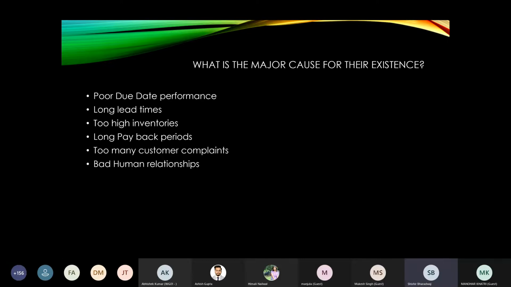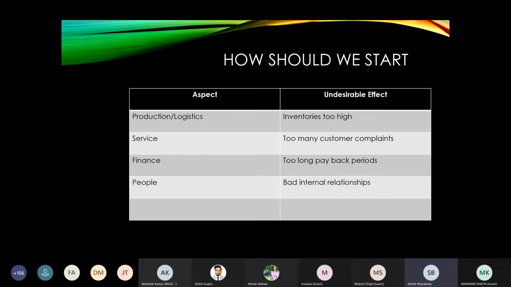So what happens is we have these problems, and the management approach is: let's take the aspect on the left and write the undesirable effects. So in production logistics, the undesirable effect is inventories are too high. Service, customer complaints. Finance, long payback periods. People, bad internal relationships. Very easy for us to begin. We take the departments that we have divided the company into, and find the undesirable effects. And how do we take it further?